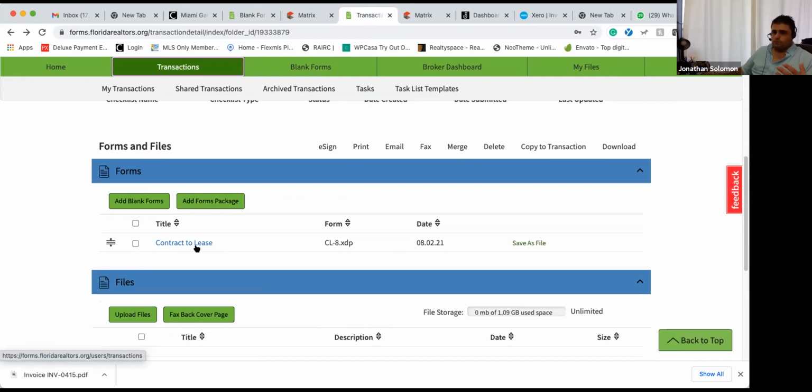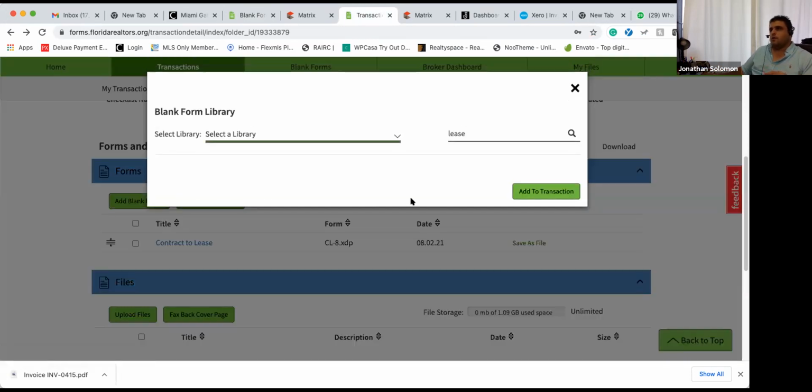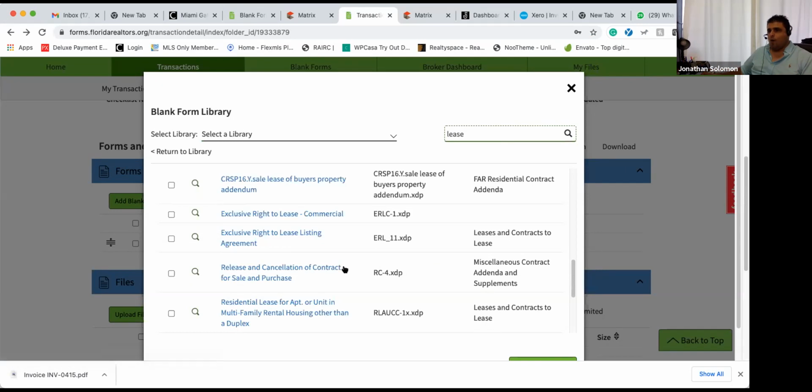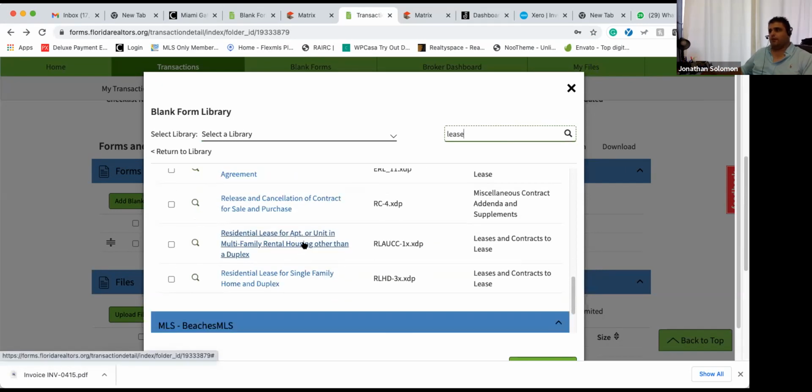Let's say the listing agent accepted the offer, and now we're looking at it from the listing agent's point of view. There are two types of leases when we need to create a lease. One is specifically for condo, co-op, apartments, every residential building which has over two units. So three units or more will be included in the residential lease for apartments.